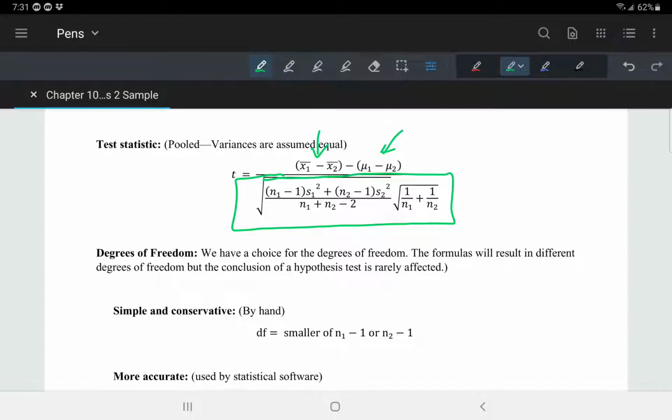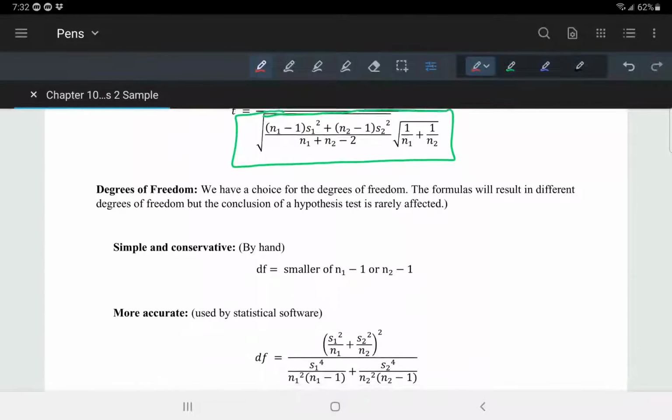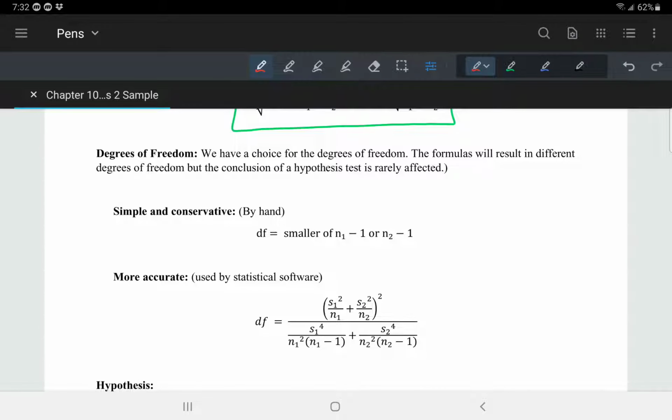Now we'll be using the t-test, so we're also going to have to worry about the degrees of freedom. We have choices for the degrees of freedom. The formulas will result in different degrees of freedom because we have two choices, but the conclusions about our test will rarely be affected. So there's the simple and conservative way to choose your degrees of freedom, and if you're doing it by hand, the degrees of freedom must be the smaller of the value n1-1 or n2-1, because it could be that the two samples are of different size.